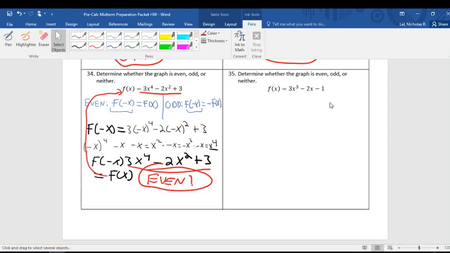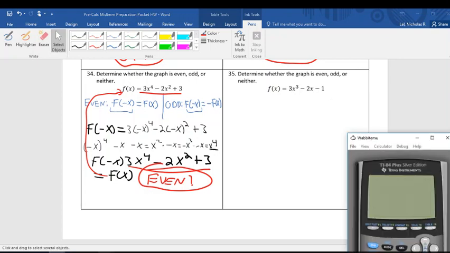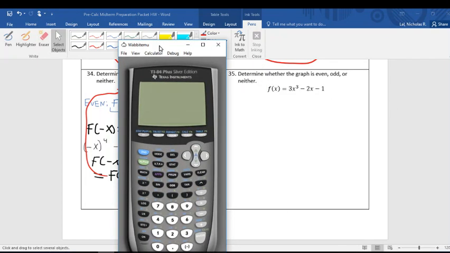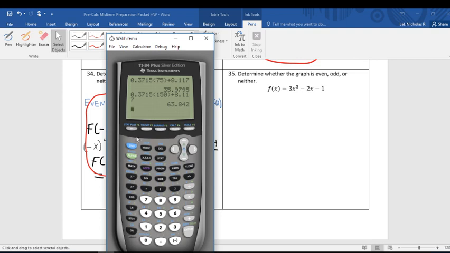For problem number 35, we determine whether the graph is odd, even, or neither. Let's try this one graphically. So the function is going to be 3x cubed minus 2x minus 1. So let's graph it.